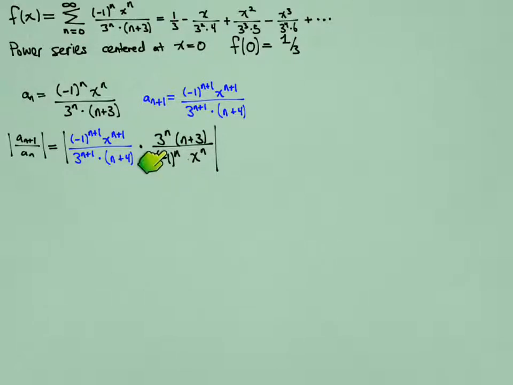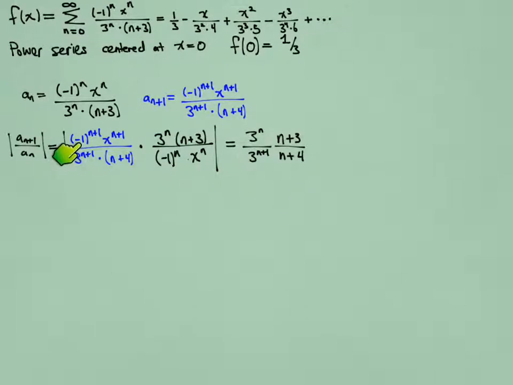Obviously there are some factors that are similar in nature. There's 3 to the n over 3 to the n plus 1, so we'll keep those together. There's the n plus 3 and the n plus 4. We'll keep those together. All of those are positive numbers. n is going from 0 to infinity, so it's at least non-negative, and so I don't need absolute values around any of this part of the expression.